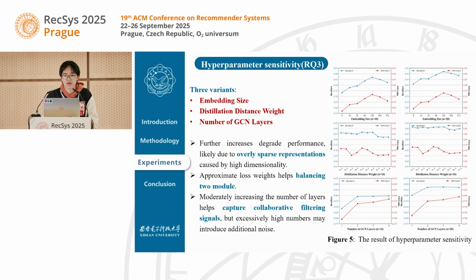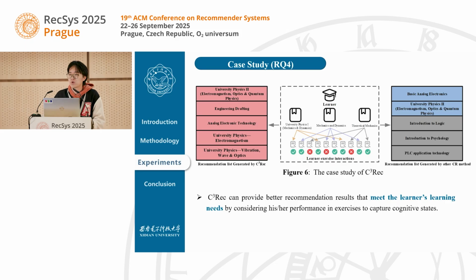And we also did a hyperparameter sensitivity experiment, shown in figure 5. And then we also made a case study. We randomly sampled 1 student who, as we can see in the figure, did well in the University Physics 1 course and the Theoretical Mechanics course, but didn't do well in the Mechanics and Dynamics course.